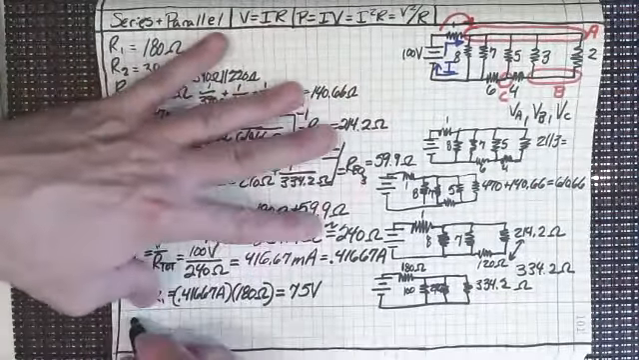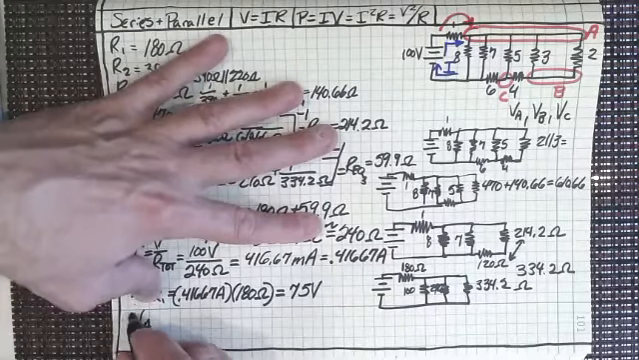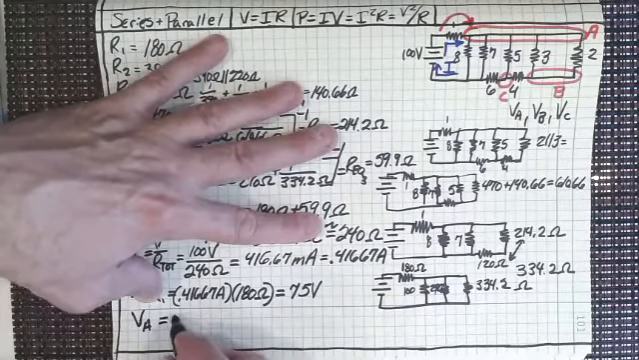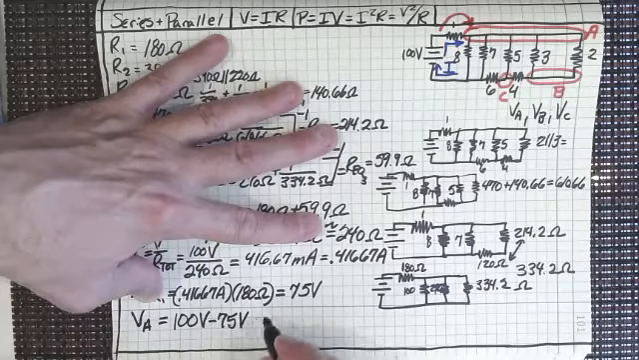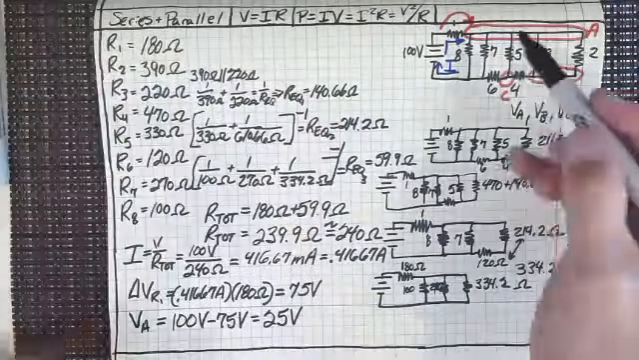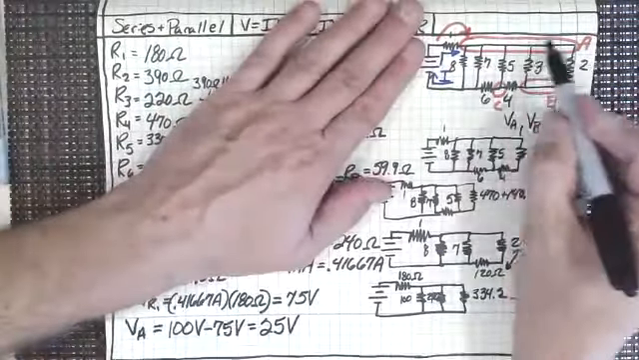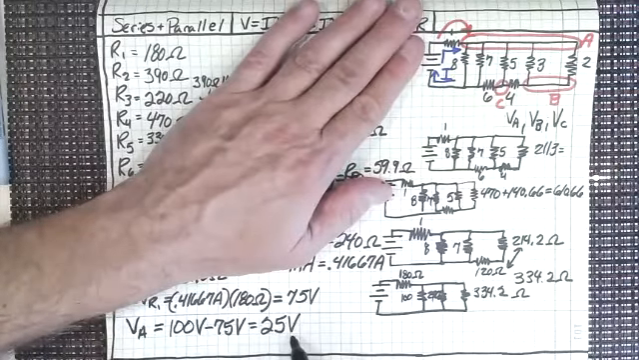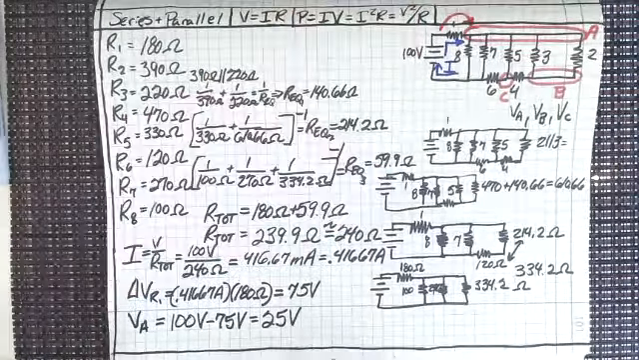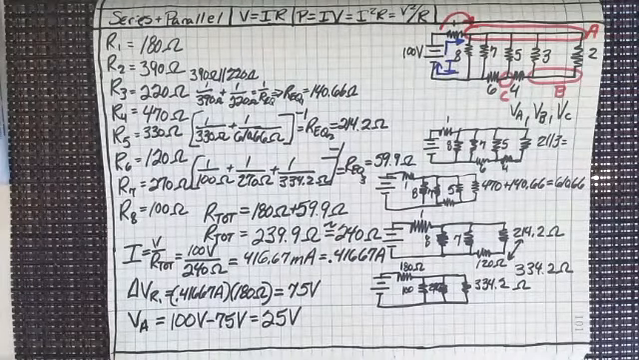So we could say that the voltage at A is going to be 100 volts minus 75 volts, or 25 volts. And so there's this whole bar up here that we've now put together. All that node is actually at 25 volts, right? Does everyone see that?